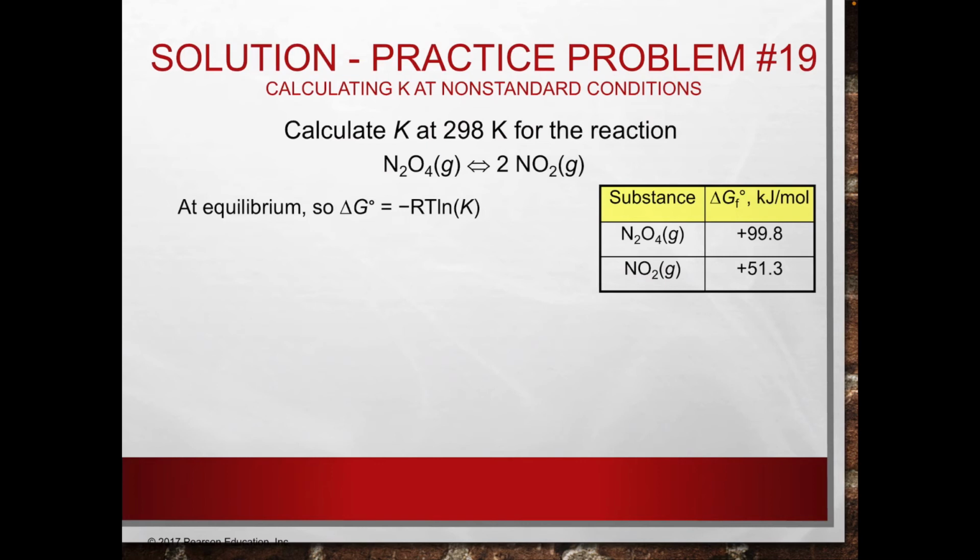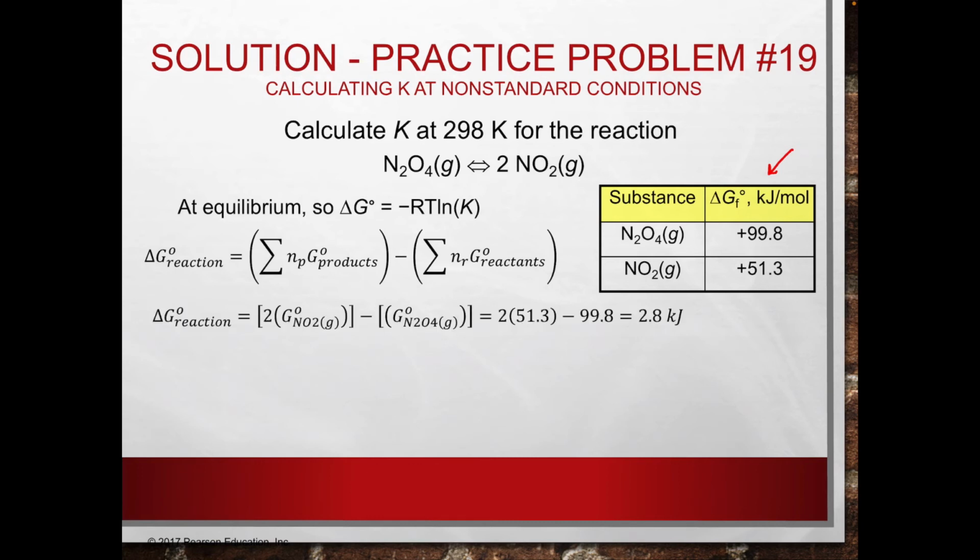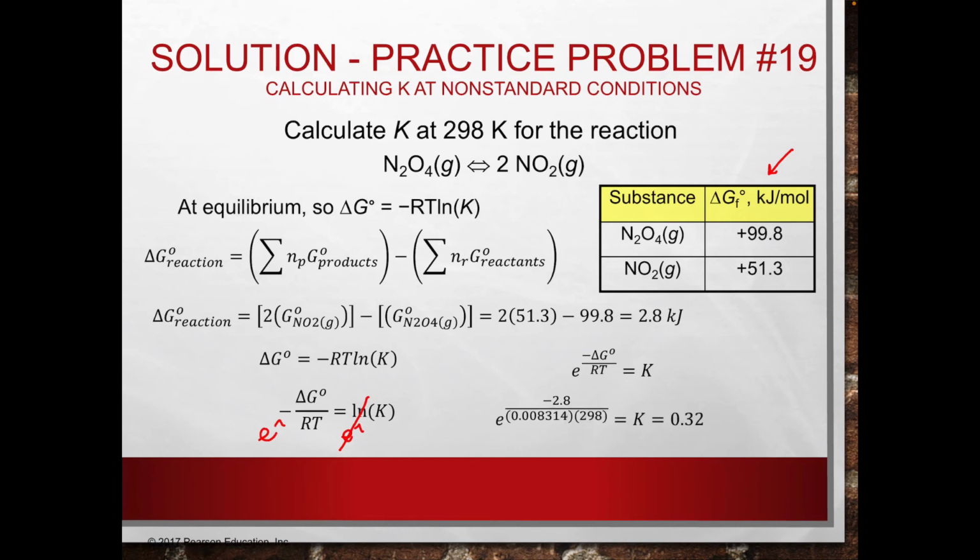So the first thing we need to do is find delta G naught, and we can do that from these delta G's of formation. So we can go ahead and use that equation, products minus reactants, and plug that in. So then we will get our positive value for delta G, and we can plug this in and rearrange for K. So first thing we do, we'll divide by negative RT on both sides, and then the way that you get rid of that natural log is you do e to the on both sides, and that e will cancel out the natural logs. So you'll get e to the minus delta G naught over RT is equal to K, and you can plug everything in and then solve for your K value.